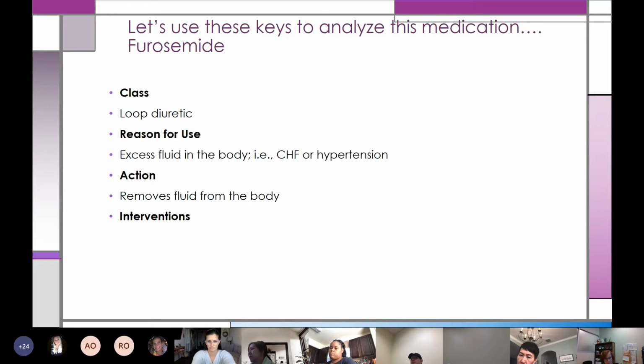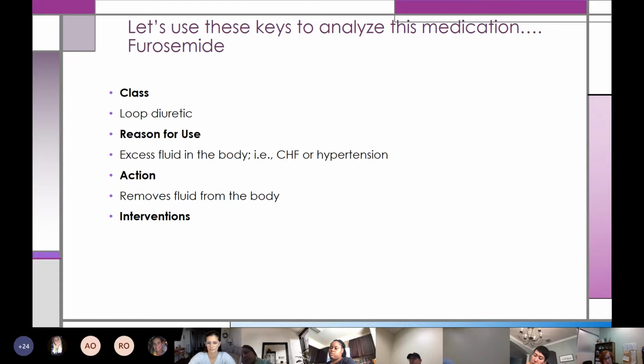If you're giving a furosemide class, what would you think about that I need to be putting on my plan of care? Electrolytes. Check potassium. What else? Monitor blood pressure. Okay, checking that blood pressure.